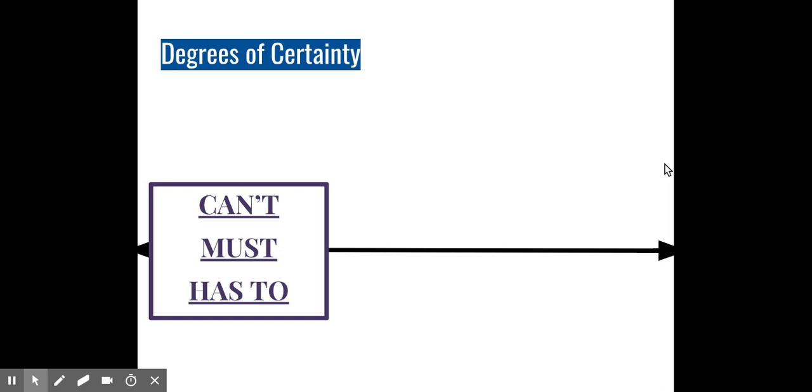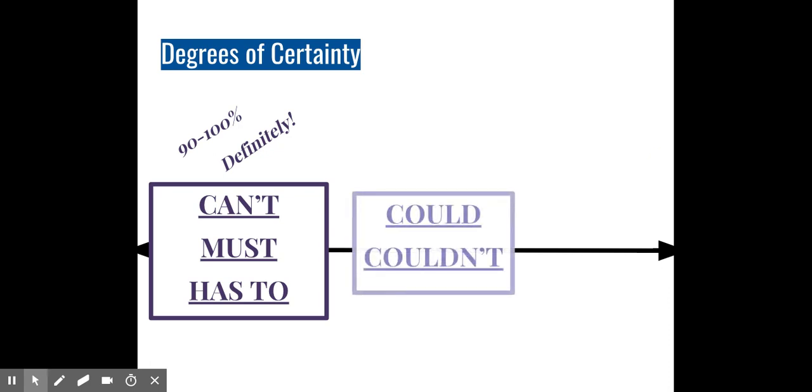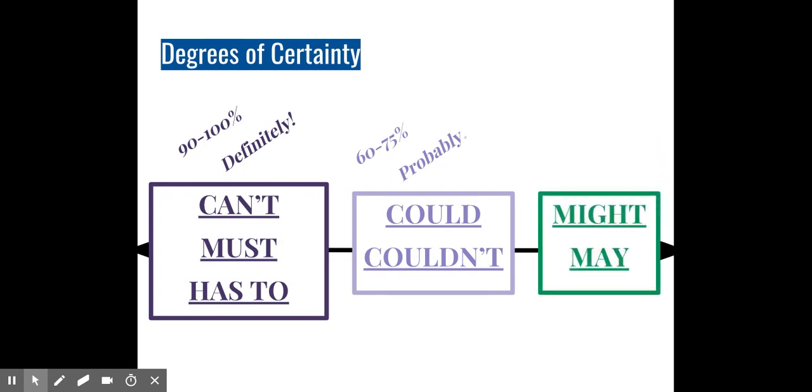Okay. So, 4 degrees of certainty. Our first set we have is can't, must, and has to. These are 90 to 100%, right? And they say definitely, right? The next set is could, couldn't. These are more like 60 to 75%, probably. The last one is might, may. This is more like 25%, maybe, possibly.